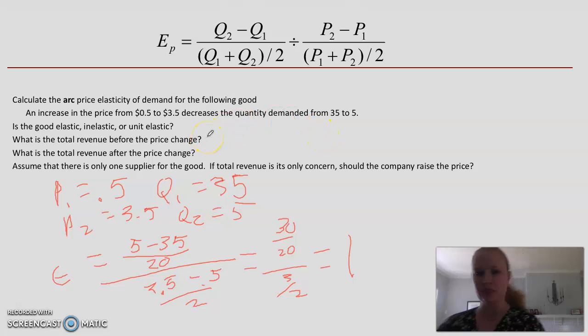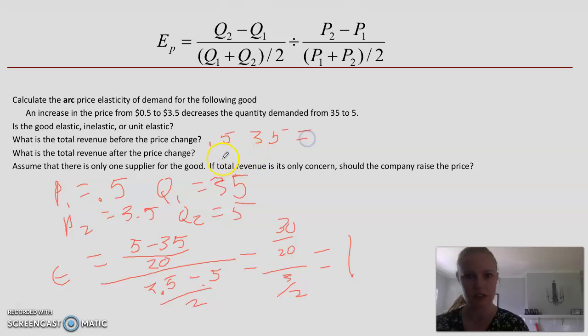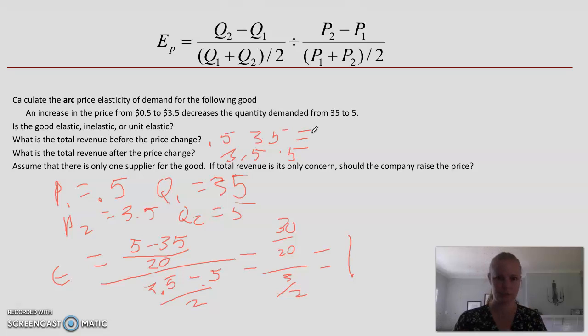So let's come up with the total revenue before and after the price change. Before the price change, it was 0.5 times 35. After the price change, it was 3.5 times 5. And if I remember correctly, 0.5 times 35, that's 17.5.